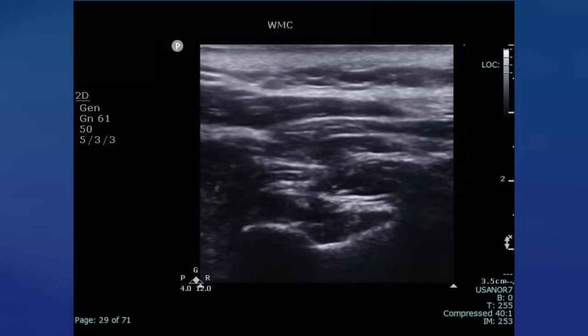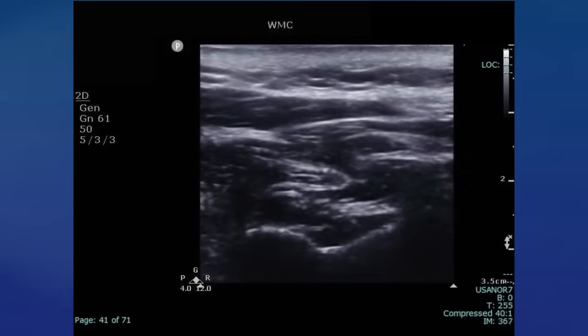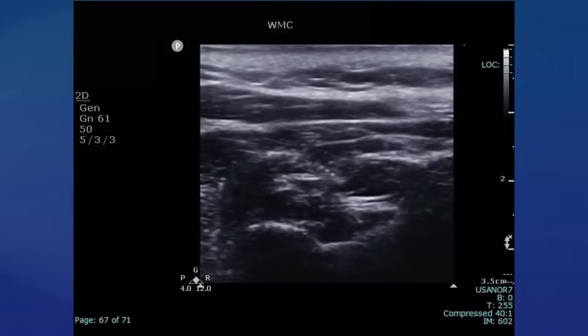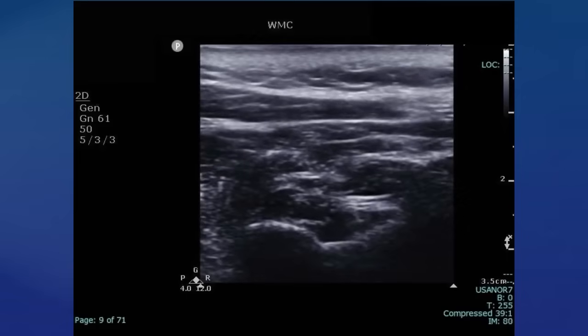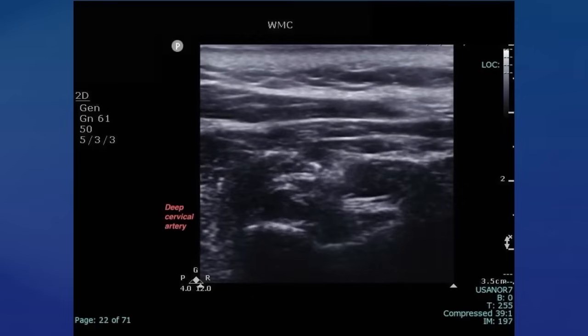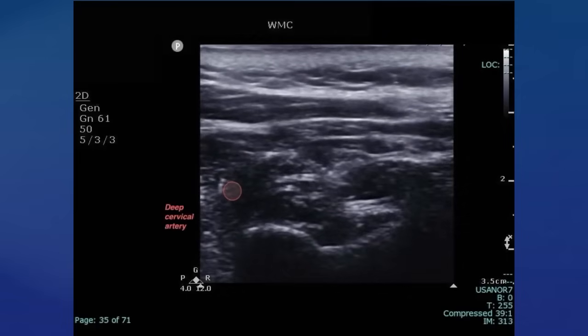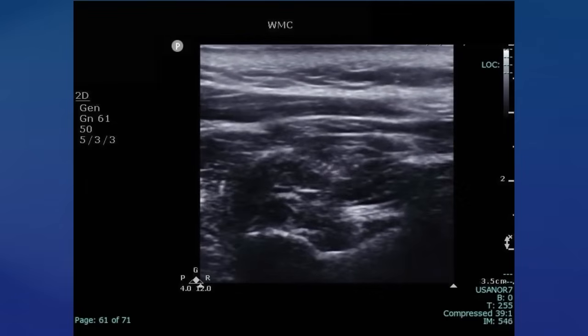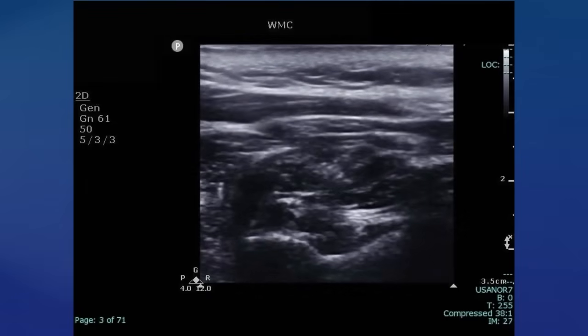In general, the CCeP is a bright fascial layer under ultrasound, which is easy to identify. You can identify the deep cervical artery in the left corner.